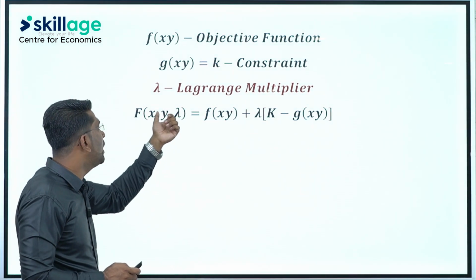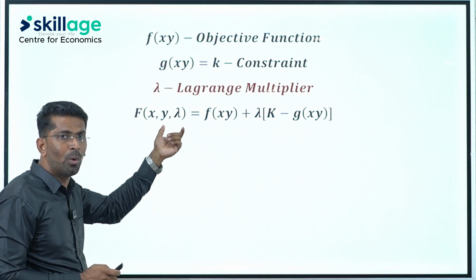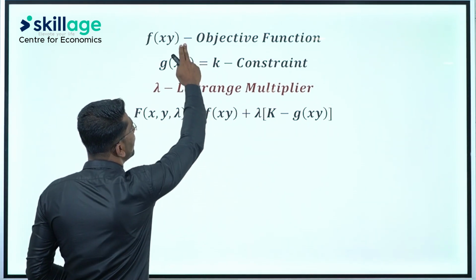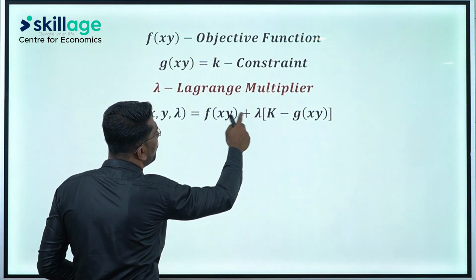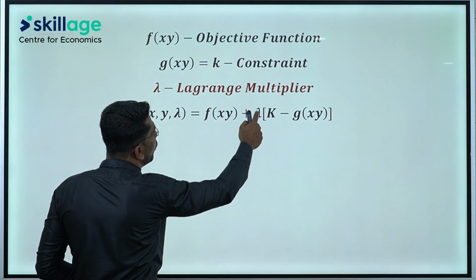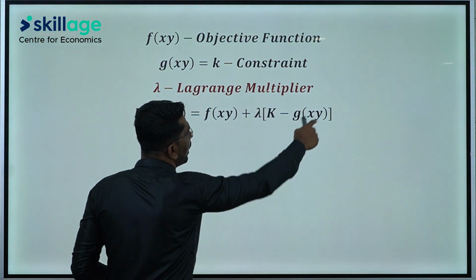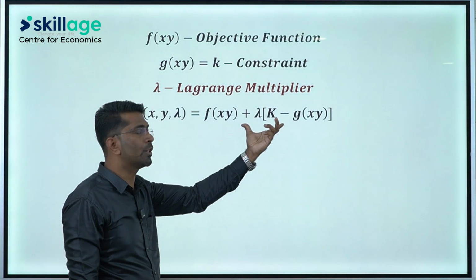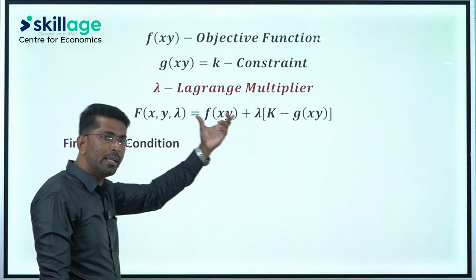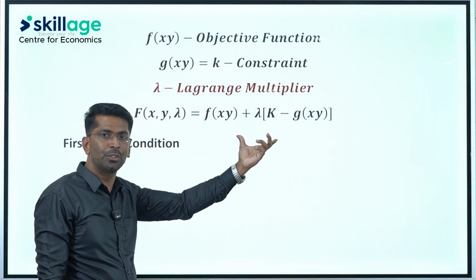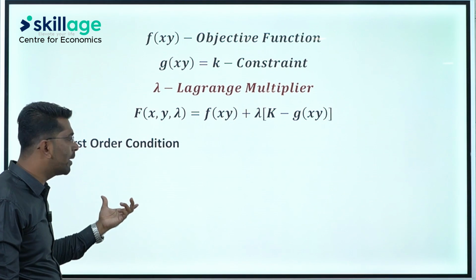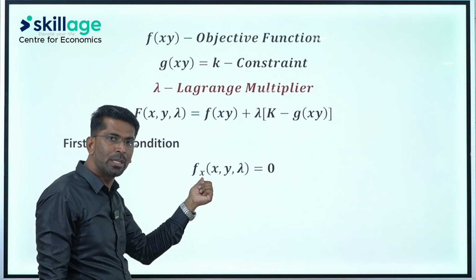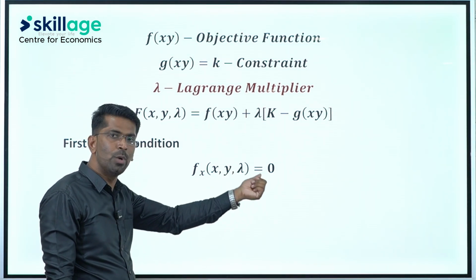This new function is formed, that is the function of x, y and lambda, which is integrating the objective function, plus lambda into the constraint. This new function will be created, and actually we want to optimize this newly formulated function. So accordingly, after formulating this new function, first we are going to take the first order condition. That means we are going to differentiate this particular function partially with respect to x, f of x, and equate it with 0.